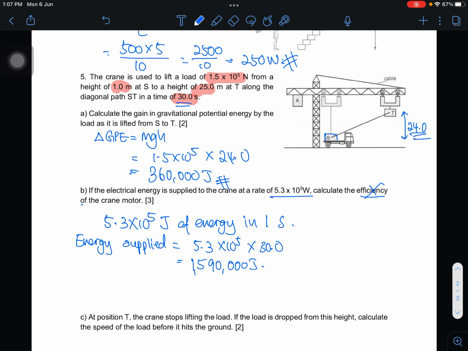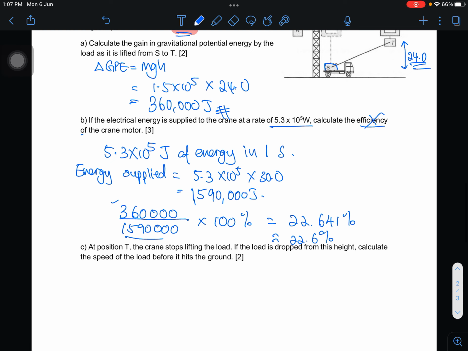So the question is asking for the efficiency, right? So efficiency is the useful energy divided by the input energy, times 100%. I give you this amount, I only achieve this. So what's the efficiency? It's 360 divided by 1590. Answer is 22.641%, 22.6%. So that's the meaning of efficiency.